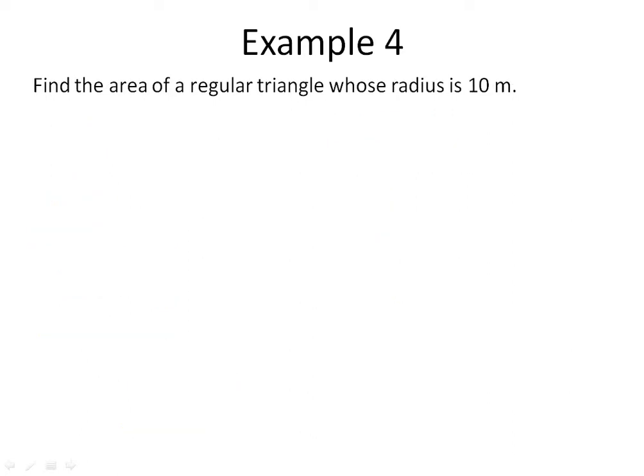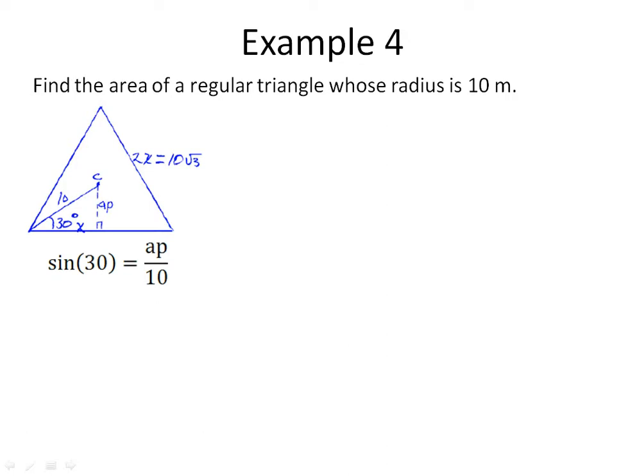Okay, example 4. They want us to find the area of a regular triangle whose radius is 10 meters. So this time they gave us the radius and they didn't give us anything else. Once again, we know this is a 30, 60, 90 triangle, so we know that this angle down here has to be 30. So we can find this by using the cosine, and we can find the apothem by using the sine. Okay, so here's what we have. The sine of 30 is equal to the apothem divided by 10. So we cross multiply, gives us 10 sine 30 is equal to the apothem. So 5 is equal to our apothem.